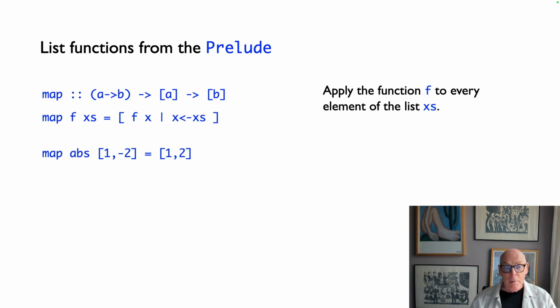Now, if you look at the type of map, you can see the first argument is a function. It's of type A arrow B. The second argument is a list of A. And so if we apply the function to each of those A's, we'll get a B. So the result is a list of B. And I've just shown an example of taking the absolute value of two numbers. It just removes the minus sign when there is one. So this is generic, but what makes it special is the fact it has that function as an argument, and I'll talk about that shortly.